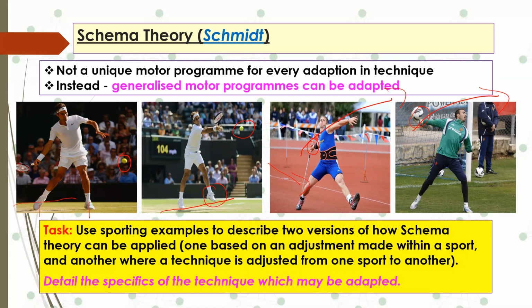So for instance, like Roger Federer's tennis forehand, and then try and think of another one where the technique might be adapted slightly from one sport to the other. So if you think about work that we did previously on transfer of learning and positive transfer of learning, maybe those examples would be good for when you're thinking of going from one sport to the other.